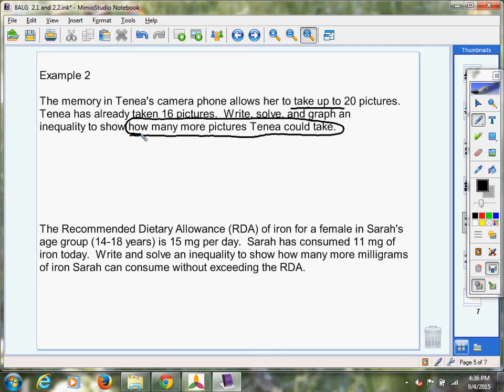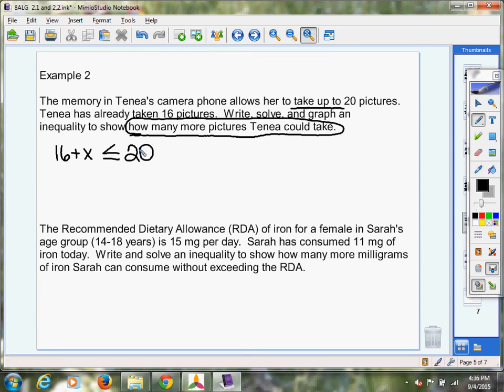So this is how we get it started. The variable would be how many more pictures, so let's just call that X. And you can do this a couple of ways. You could say she's already taken 16, so how many more, that would be plus an unknown amount, would give me up to. Up to means you can have 20 pictures but not more than that. So that would be less than or equal to 20.